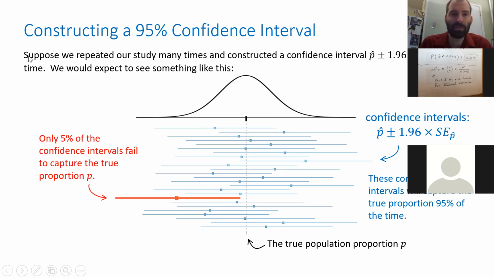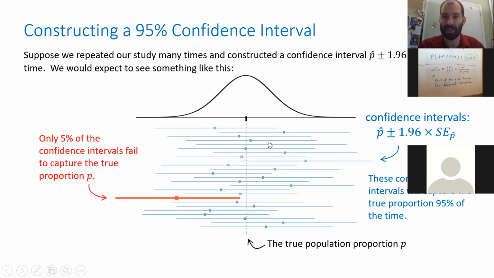So suppose we repeated our study. Why do you call it 95%? This is another way to visualize this. Suppose we repeated our study many times and constructed a confidence interval each time. Or maybe I had every single one of you go out and measure a proportion of people who own pets. Okay, so all of you come back to me with a different point estimate, a different p hat. All right.